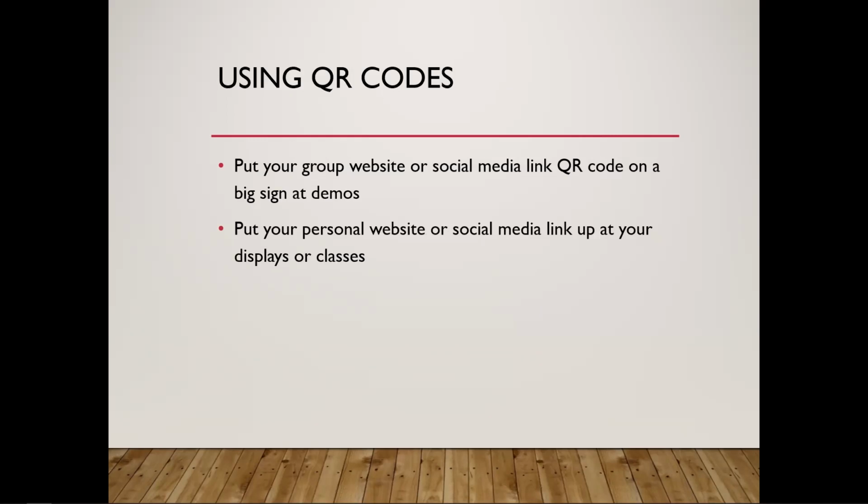So why would you want to use a QR code? Well, you can put it on your group website. You can put your group website or group social media link QR code on a big sign at your demos so that people don't have to sign up on a roster and put in their name and their email address and allow you to spam them. That will get a fair bit more engagement, I think, because people can interact with you on their own terms. They can look up what's going on and follow you for a little while and decide that you're on the up and up before they actually volunteer any information or start to interact with you.